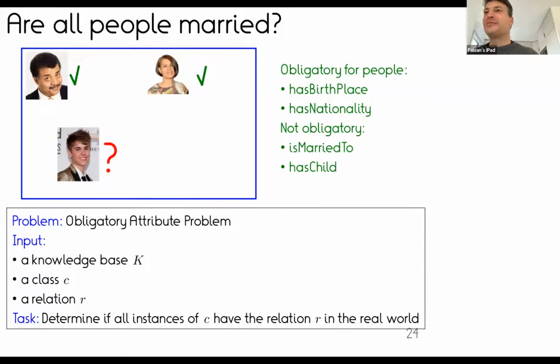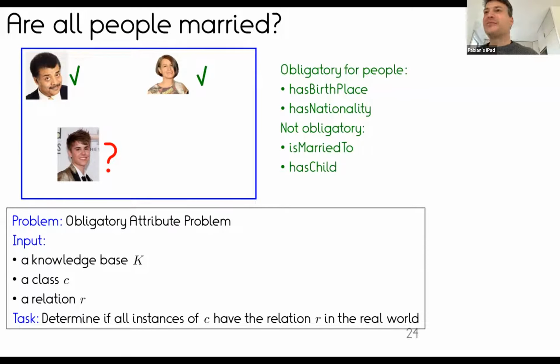And then there are attributes that are not obligatory. For example, is married to, not everybody is married, or has child, not everybody has children. And knowing which attributes are obligatory in the real world is actually very helpful, because it will tell us we have a systematic problem in our knowledge base if people don't have birthplaces. Whereas if not everybody is married, it's not so much of a problem. So you may think it's a simple problem. It is not. So here is how the real world looks.